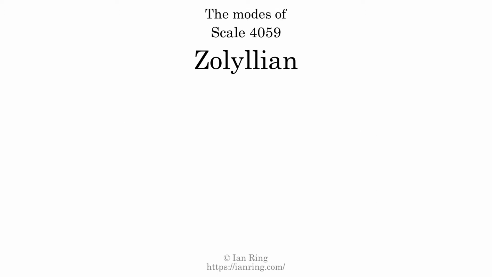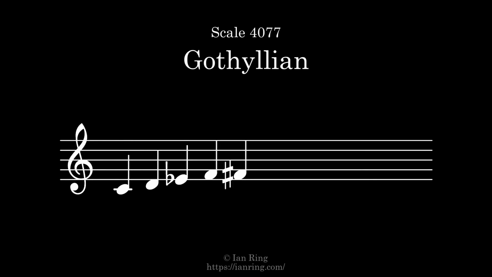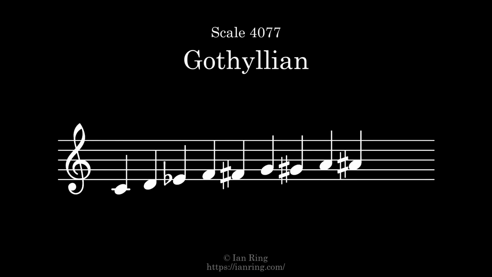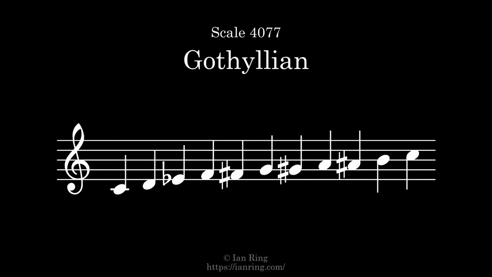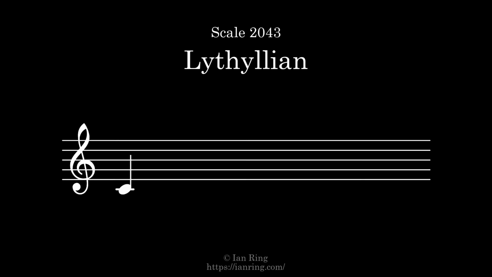This scale has 10 modes. The first mode is itself. The second mode is scale 4077, also known as Zolyllian. It sounds like this. The third mode is scale 2043, also known as Zolyllian. It sounds like this.